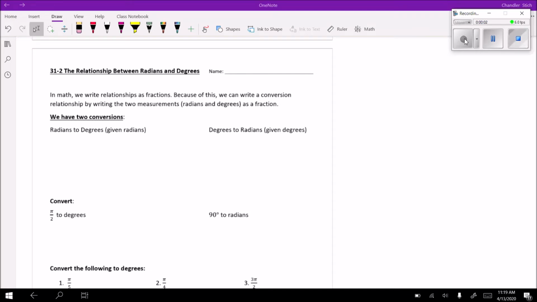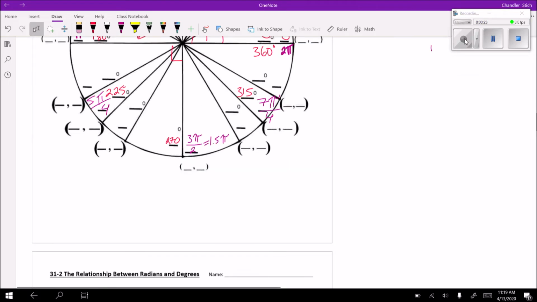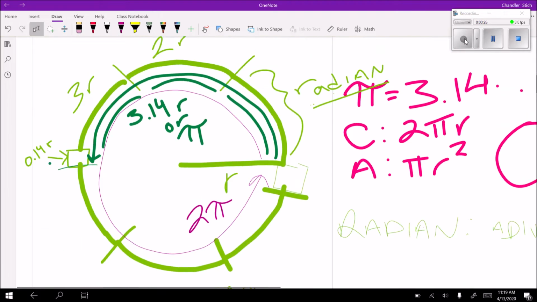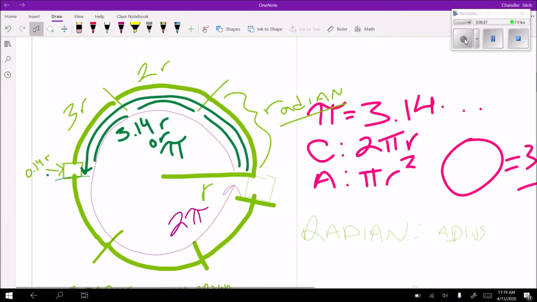Okay, 31-2, the relationship between radians and degrees. Essentially what this means is, if I'm given radians, I want to be able to convert to degrees. Or if I'm given degrees, I want to be able to convert to radians. Easiest instance, how many radians are in 50 degrees? 50 degrees around the circle, how many radians is that? Or how many degrees is 2.3 radians? We're going to see that today.